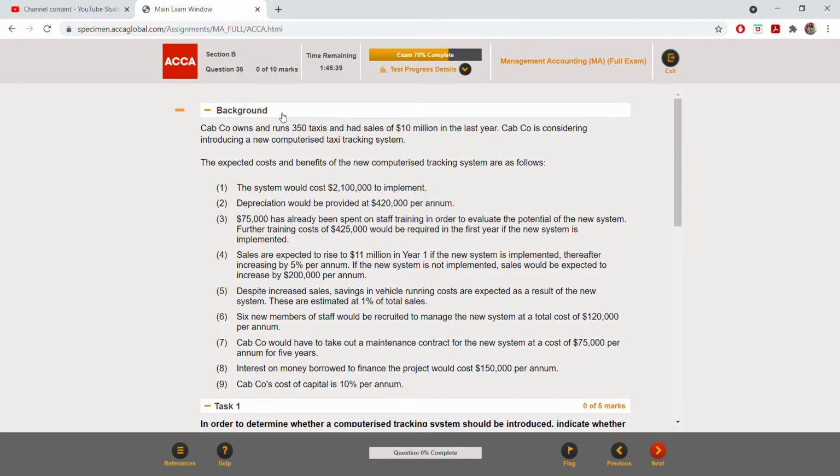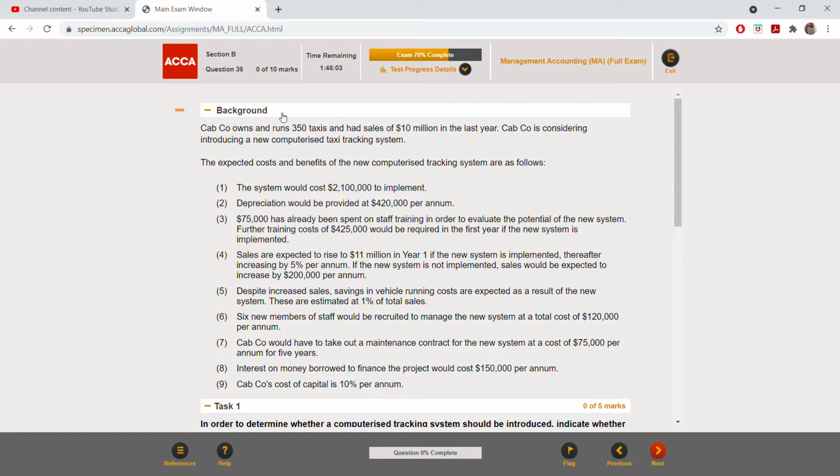A cab company owns and runs 350 taxis and had sales of 10 million last year. It is considering introducing a new computerized taxi driving system. The expected costs and benefits of the new system are as follows. The system would cost 2.1 million to implement. Depreciation is 420,000 per annum. 75,000 has already been spent on staff training in order to evaluate the potential of the new system. Further training cost of 425,000 will be required in the first year the new system is implemented. Sales are expected to rise to 11 million in year one if the new system is implemented, thereafter increasing by 5% per annum. If the new system is not implemented, sales would be expected to increase by 200,000 per annum.